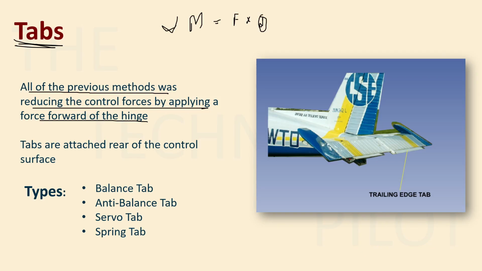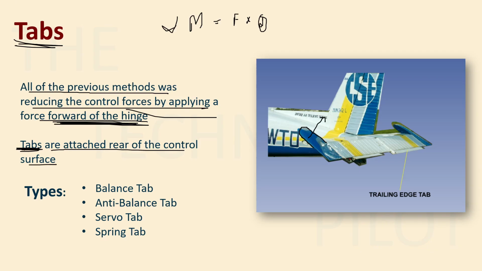The second method and the third method were horn balance and internal balance. So all of these methods were doing what? They were applying forces ahead of the hinge line. So there was force applied here, and even in internal balance it was the same thing. So all of these three methods, setback hinge, horn balance, and internal balance, in all of them there was force applied ahead of the hinge line or forward of the hinge line, right? But tabs are something which are attached at the rear section of the control surface.